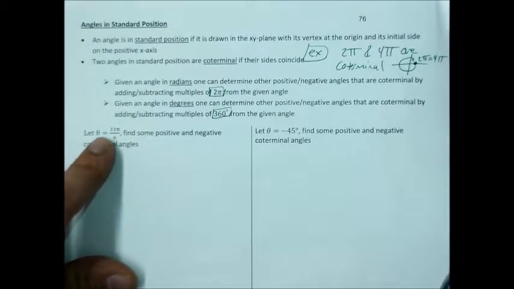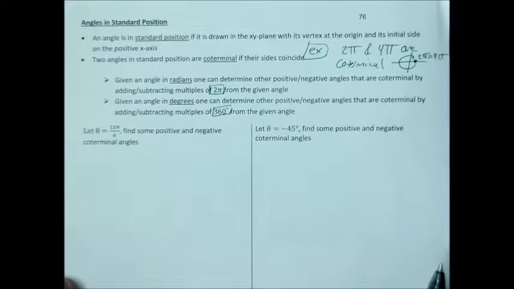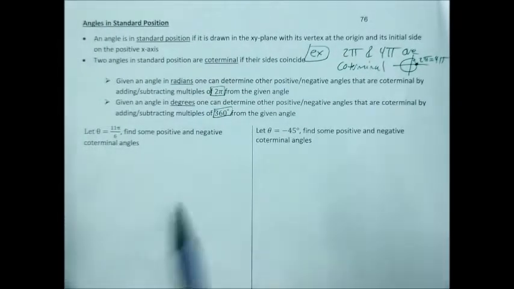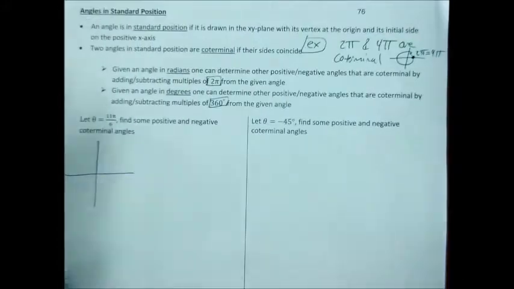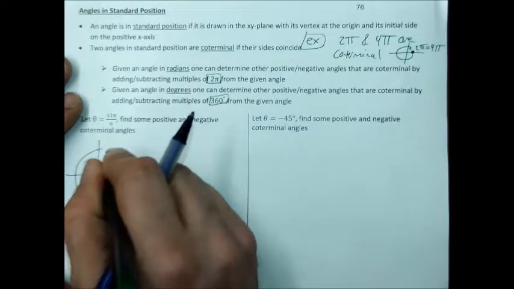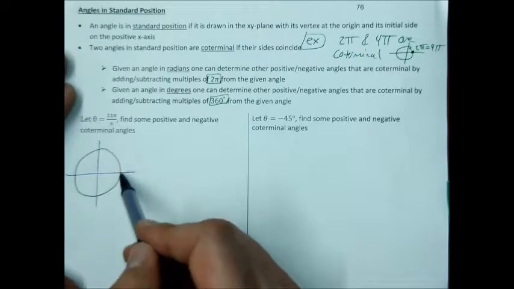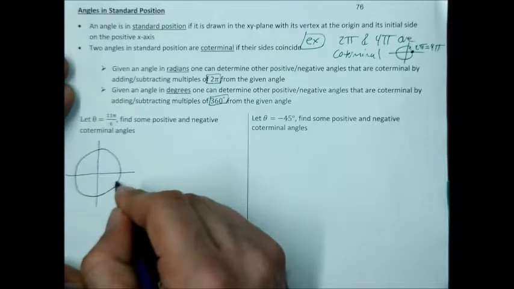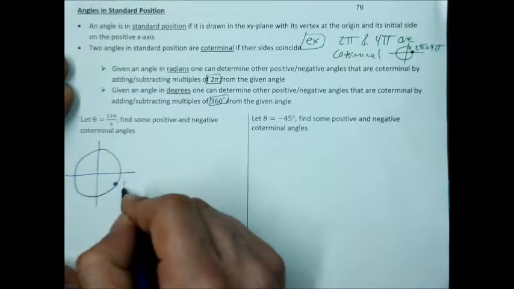Let's do this one first. 11 pi over 6. Let's find some positive and negative coterminal angles. Let's first of all note where 11 pi over 6 is. Let me draw that out. If we're looking at the unit circle, 11 pi over 6 is 11 steps of pi over 6, and it's a positive version, right? So we go counterclockwise 11 steps of pi over 6, and that would put us down here, 1 step away from the x-axis. So this is 11 pi over 6 right here.